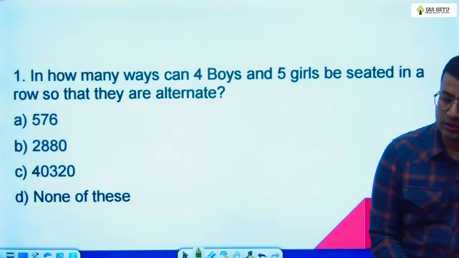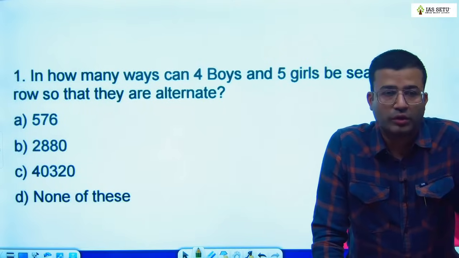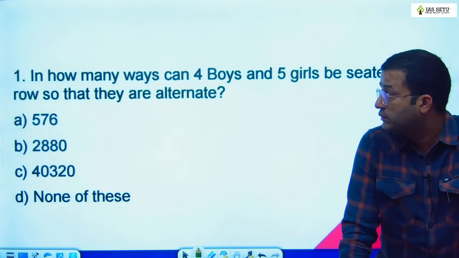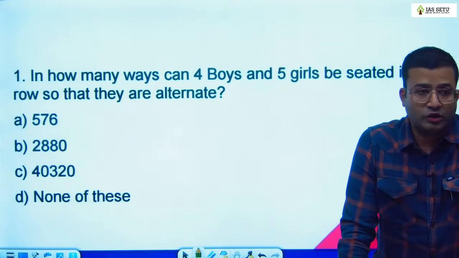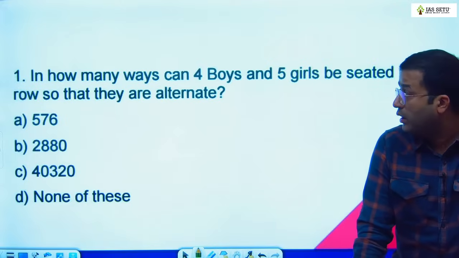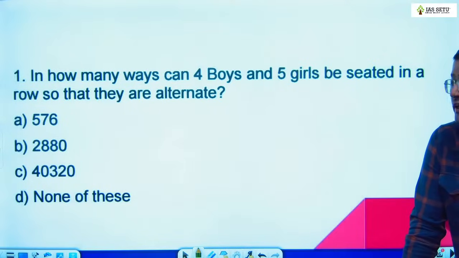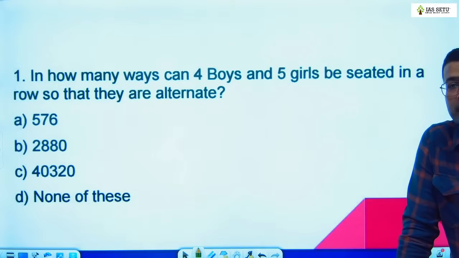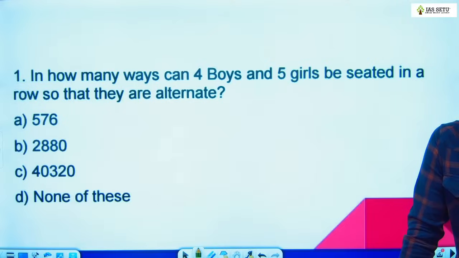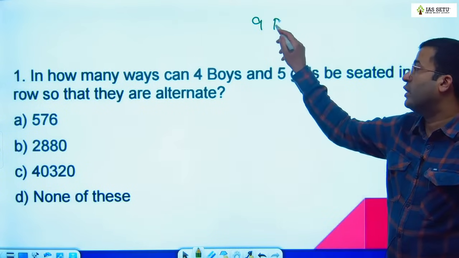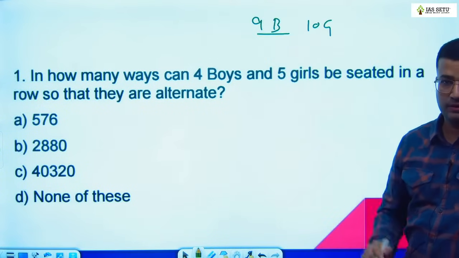Okay. So now you can refer to the board. Question number 1. In how many ways can 4 boys and 5 girls be seated in a row so that they are alternate? And whenever they ask the alternate concept, if there are boys and girls, either one girl extra or one boy extra. ये एक favorite question है. If there are 9 boys, there can be 10 girls.